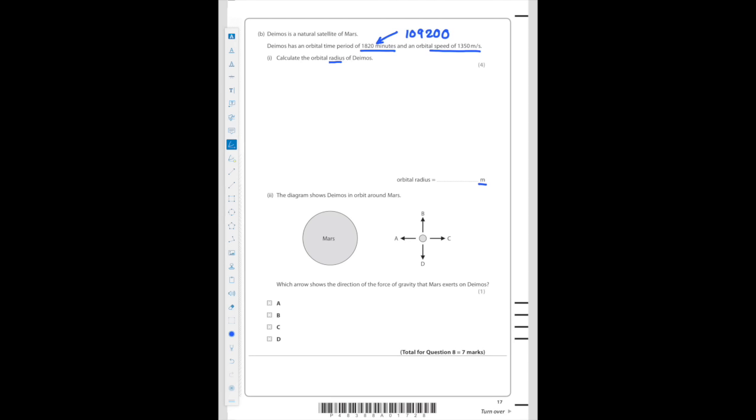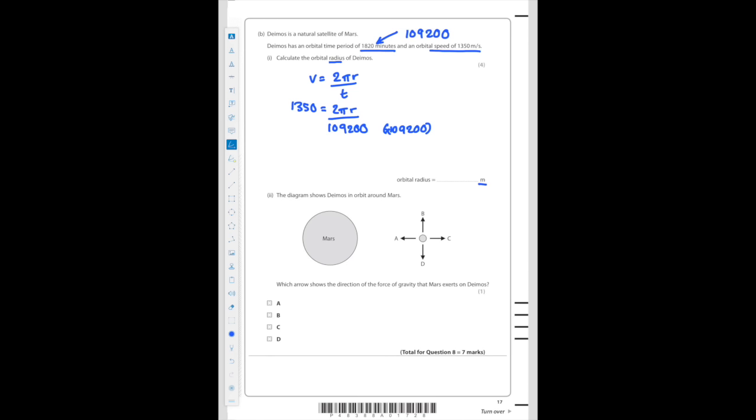109,200. Then we're going to write this equation, V equals 2 pi r over t. So V stands for orbital speed, r is for the orbital radius, t is for the time period. It's a matter of substituting in numbers. So we know that the orbital speed is 1,350, 2 pi, we're looking for r. We've worked out the time period is this number. So how do we get rid of that 109,200? You have to times both sides by it.